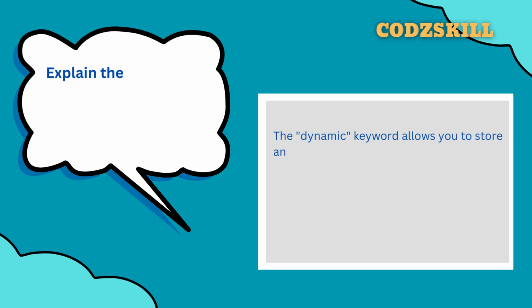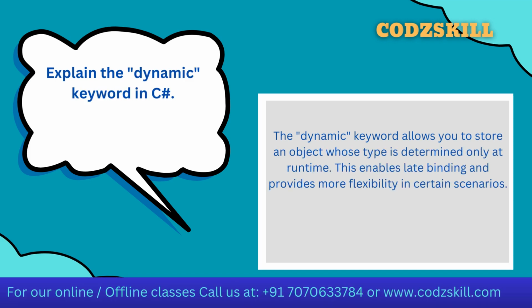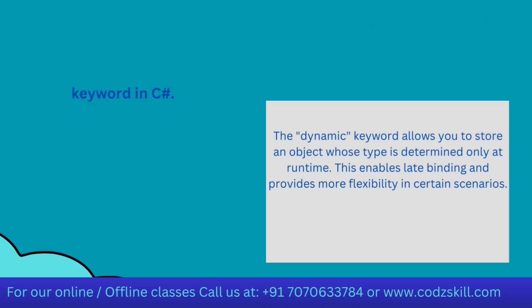6. Explain the dynamic keyword in C#. The dynamic keyword allows you to store an object whose type is determined only at runtime. This enables late binding and provides more flexibility in certain scenarios.